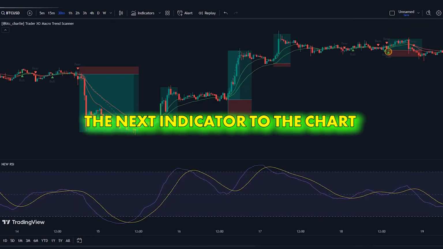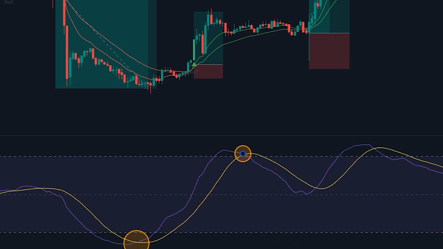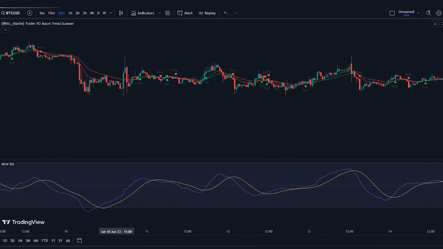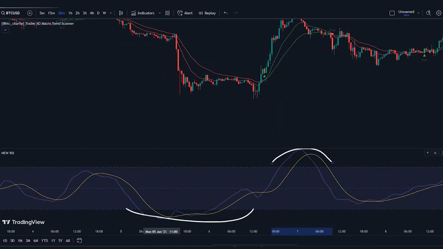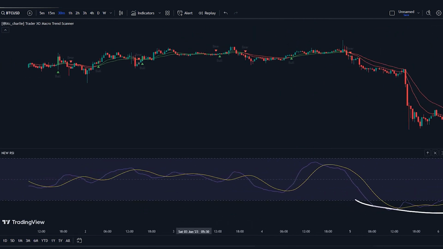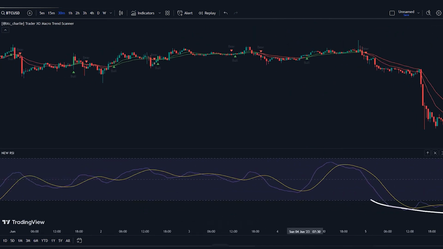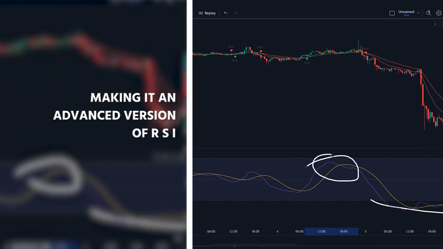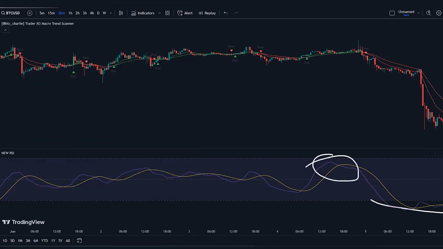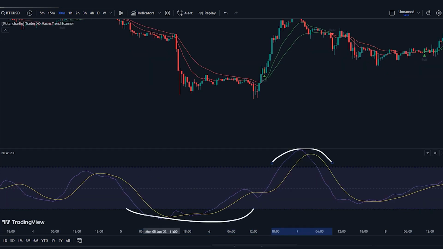Next, let's add the next indicator to the chart and remove these false signals. This is the next indicator. Even though it is RSI-based, it differs from the standard RSI. The codes in this RSI have been optimized, making it an advanced version of RSI. It will deal with all false signals. Due to the fact that we created this RSI, it does not exist on the TradingView platform.